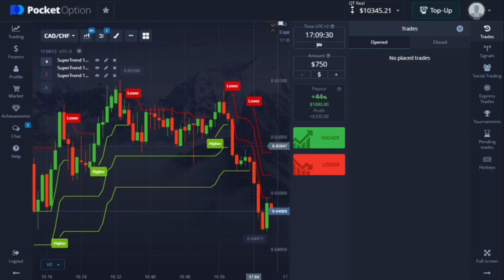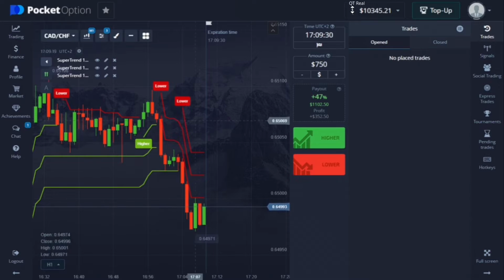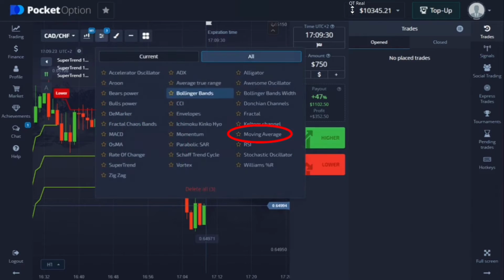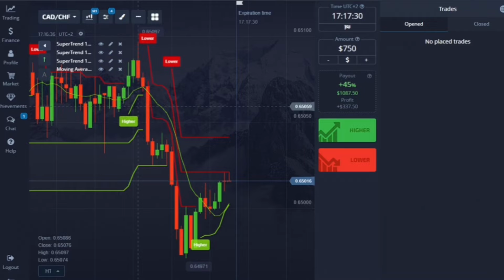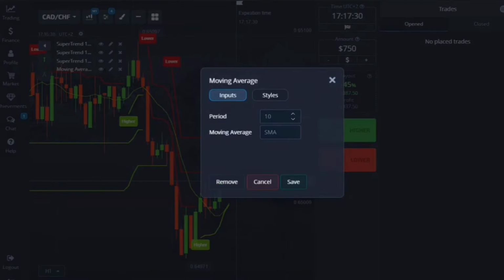Okay, so now that we've set the super trend indicators up, we're not done yet. We're going to make this strategy even better. In order to do that, you're going to want to click on the indicators icon once again, and in the third column to the right, fourth from bottom, you're going to want to click on the moving average indicator.